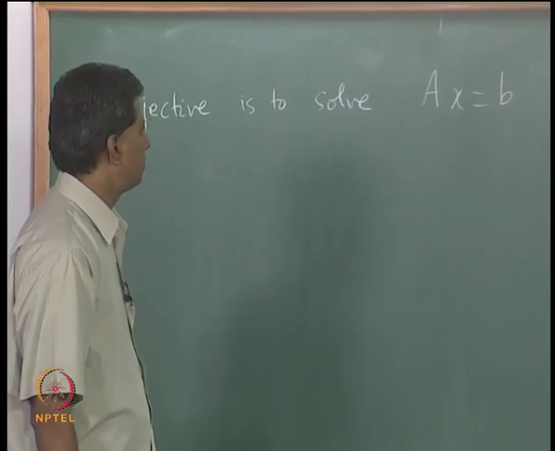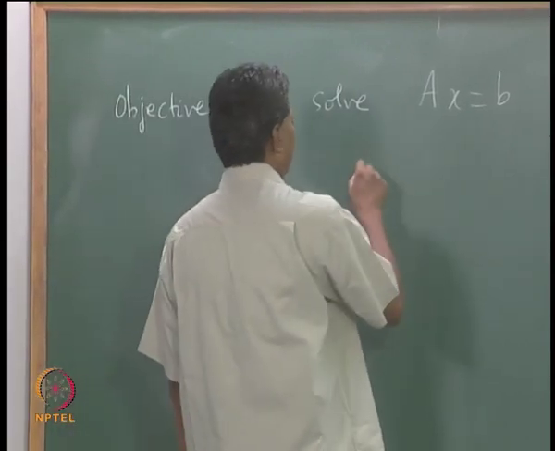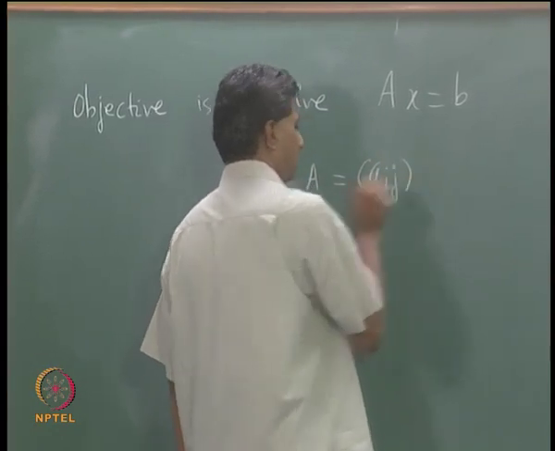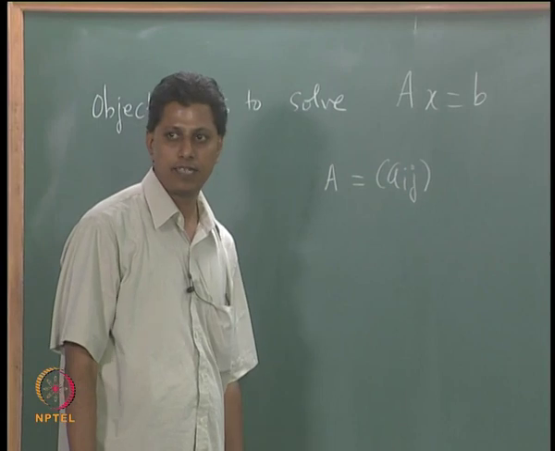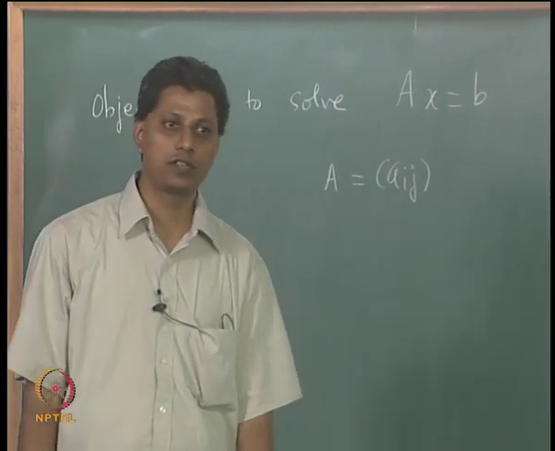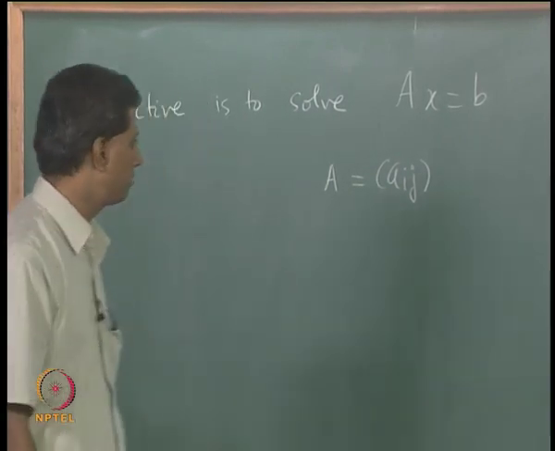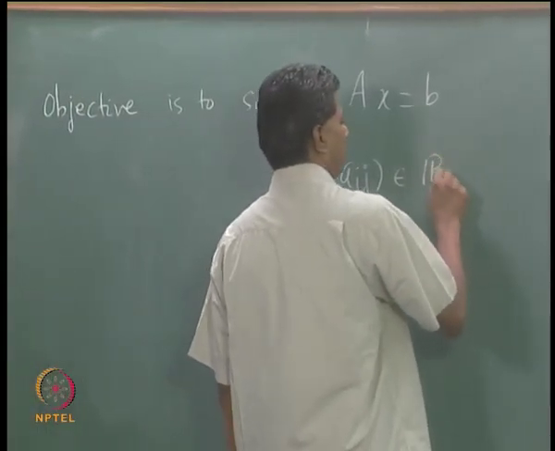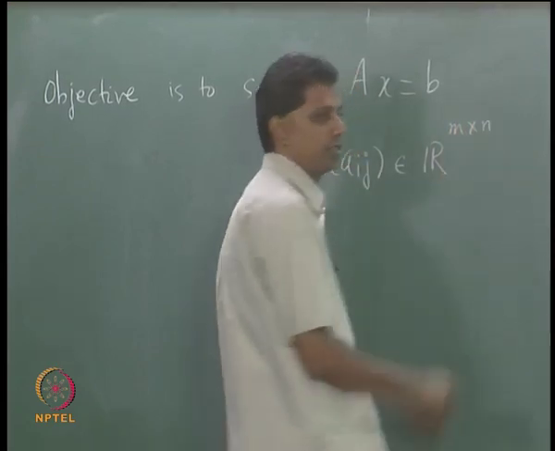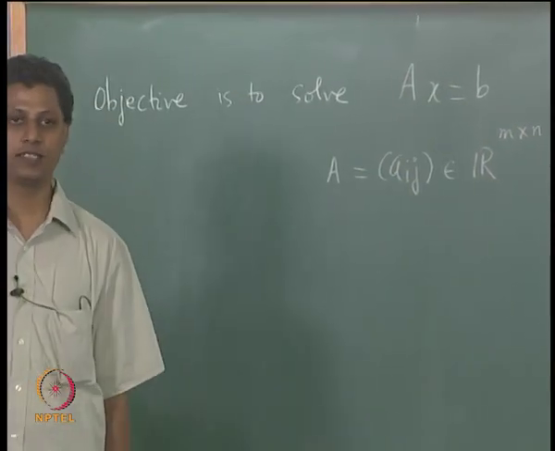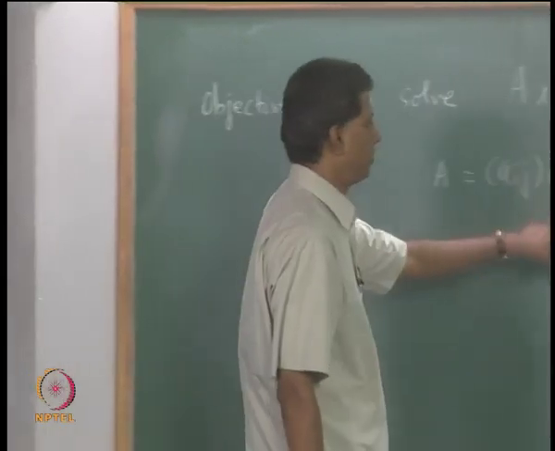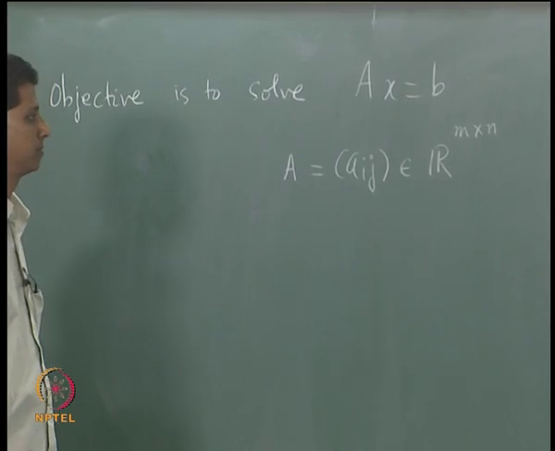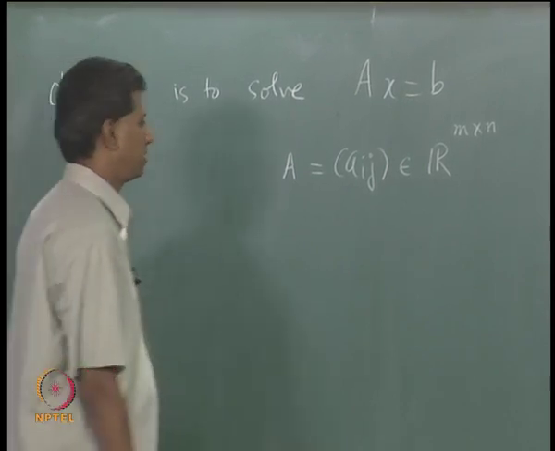Let me give you the details. A is an m cross n matrix. Aij will denote the ith row, jth column entry. So this is a matrix of order m by n, m rows, n columns, and entries will be real. That is what we mean by this. R is the field of real numbers. So A is an m cross n matrix.